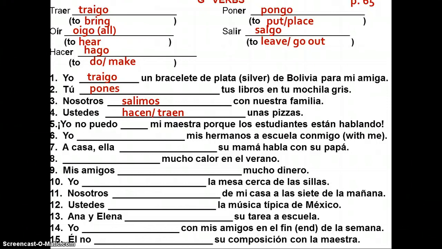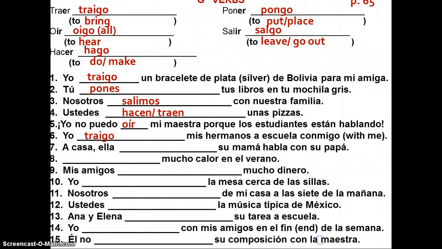Or ustedes traen unas pizzas. You all bring some pizzas. Number 5, yo no puedo oír mi maestra porque los estudiantes están hablando. I cannot hear my teacher because the students are talking. This is the case where you use oír in the infinitive form because you are not hearing. It is that the verb you are actually doing is the can or the cannot verb.